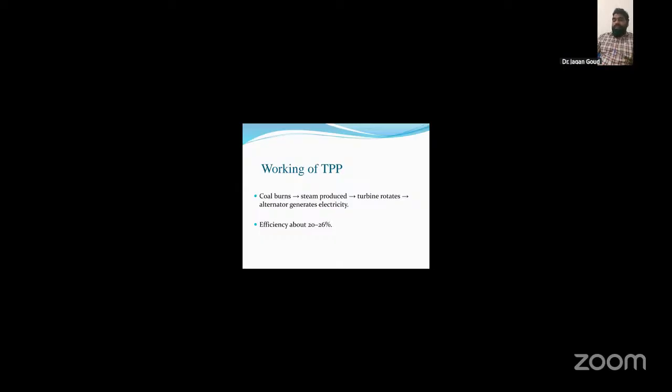Okay, next one, pollution from thermal power plants. Major pollutants from thermal power plants are fly ash, sulfur dioxide, nitrogen oxides, and carbon dioxide. Fly ash is mainly fine particles of unburnt coal and mineral matter carried with the flue gases, causing air pollution. Sulfur oxide is also produced from sulfur present in the coal and causes acid rain, which damages crops, forests, soil, and buildings.